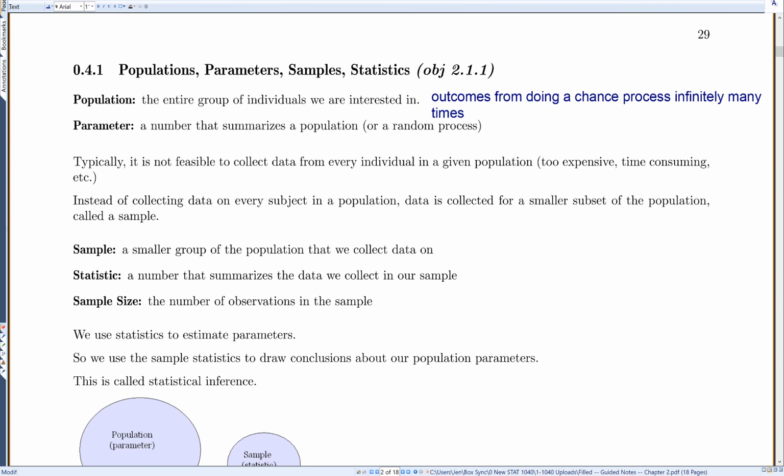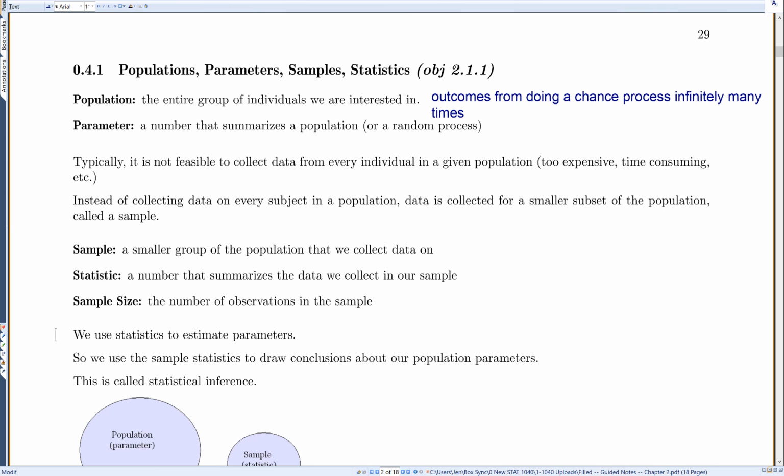And when I say summarizing the data, I mean like we could find a proportion, like the proportion of times that we got heads when we flip a coin, or the proportion of people that are going to vote for a specific candidate in an election. Or it could be the average height of everyone in this class. It's some number that's going to summarize the data. The sample size is just how many observations you have in your sample, or how many observational units.